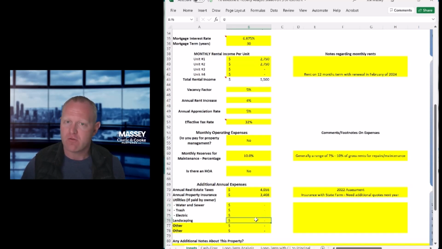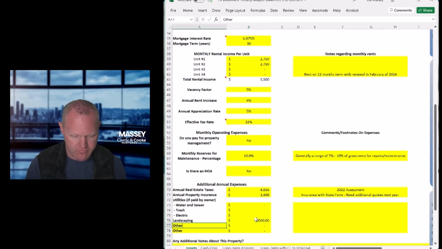However, they do have some costs for landscaping. Because this is a duplex, they've got some common areas that they need to have the grass mowed. They may need to do snow removal, things like that. Landscaping, you might estimate maybe $1,000 a year. And let's say snow removal, maybe $500 a year.